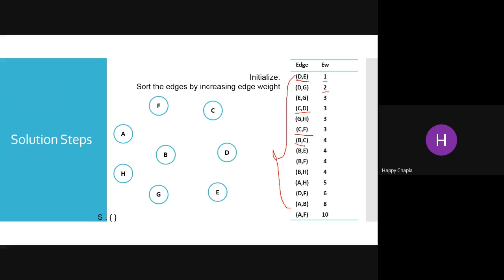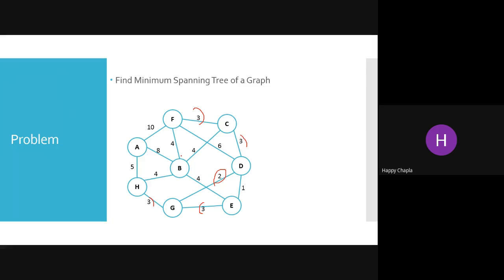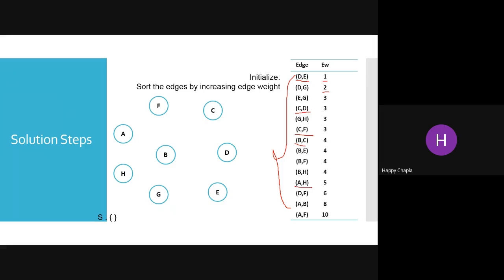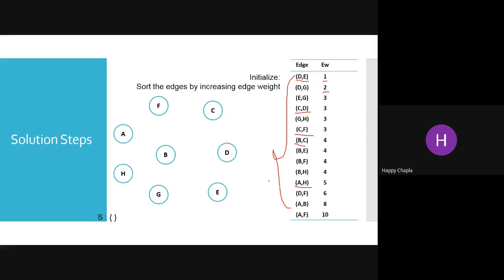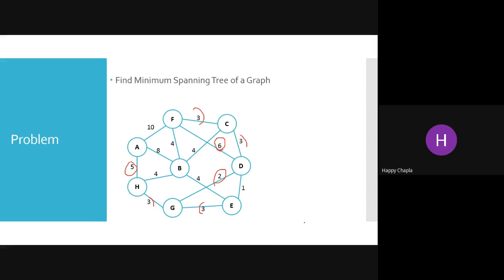Okay. Now for B, every adjacent node we have, you can say 4, 4, 4, and 4. Right. So we have taken it. Now other than 4, the next value equals 5. So A to H. Now the next is 6. Right. So the connection of D to F. Okay. And the next is A to B as well as A to F. A to B and A to F. Okay.